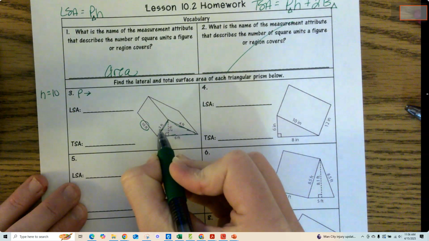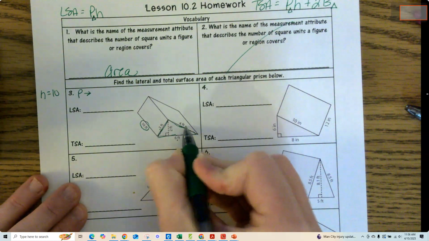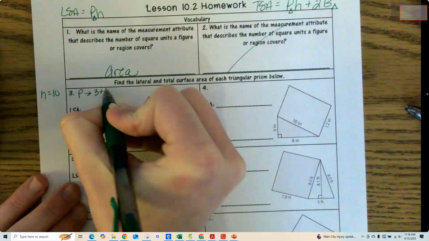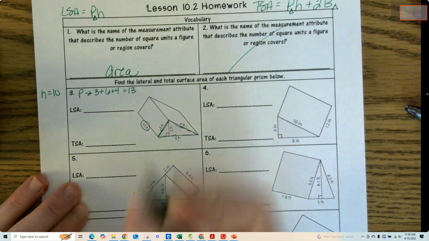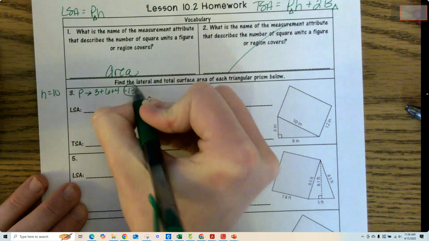So for the perimeter, find your triangle, okay? And you're going to add all 3 sides. 3 plus 6 plus 4. And that's going to give us 13. So there's the other value we need.